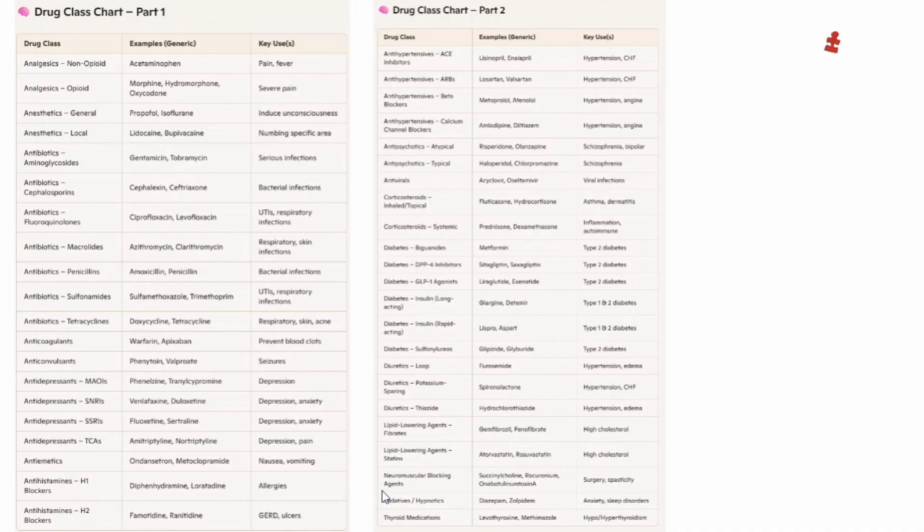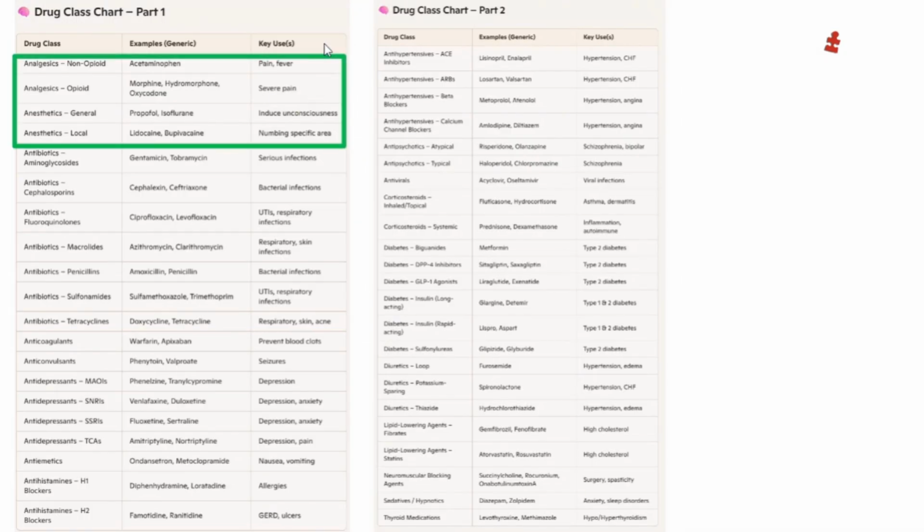You have your neuromuscular blocking agents, you have your sedatives or hypnotics, and you have your thyroid medications. So most drugs fall in one of these classifications. So I'm just going to look at these classifications, and I'm going to figure out if the drugs on my list are of the same classifications as the two drugs in the options, because that'll help me determine whether or not I should be coding it.